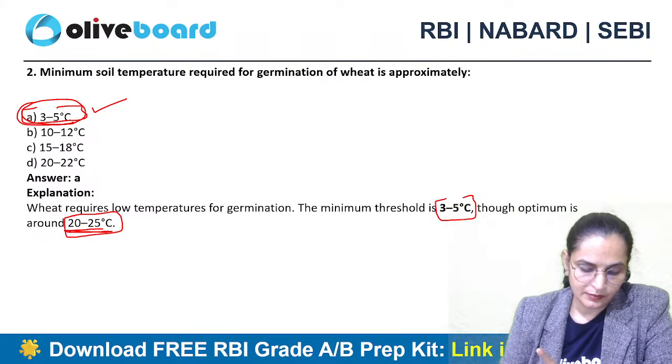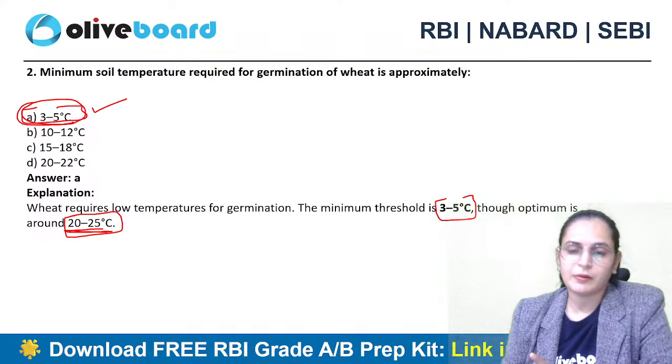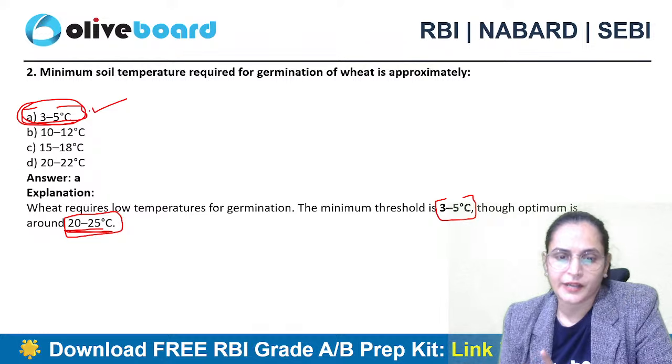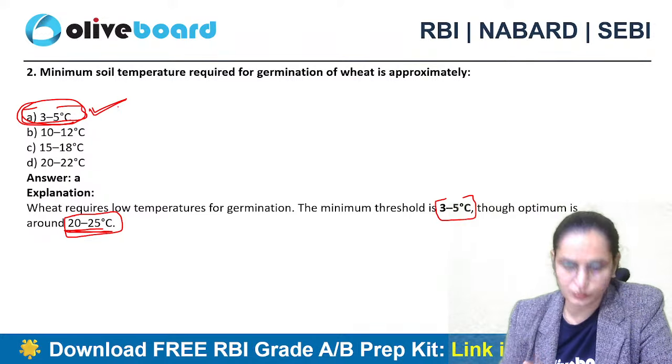You can take the help of the notes also. I had provided you the notes also, right? So the minimum temperature for wheat seed germination is around 3 to 5 degrees. This is the most appropriate answer. Okay, please do the corrections.